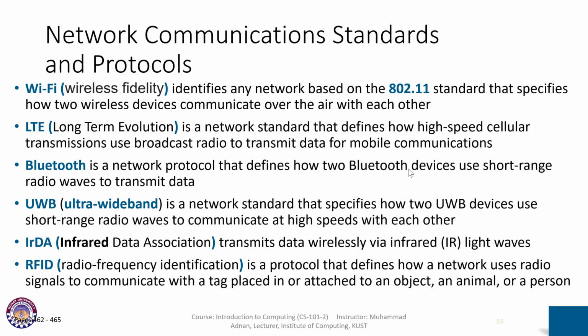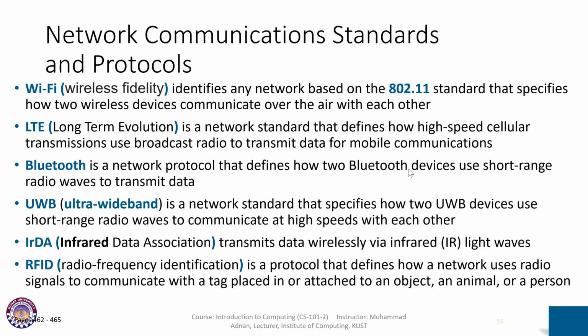And then you have the ultra wideband, UWB, network standard that specifies how UWB devices use short-range radio waves to communicate at high speed with each other. And then we have IrDA, Infrared Data Association, a network standard that transmits data wirelessly and uses infrared light waves. Here we have a lot of speed and bandwidth, so you can transmit a huge amount of data over the network.